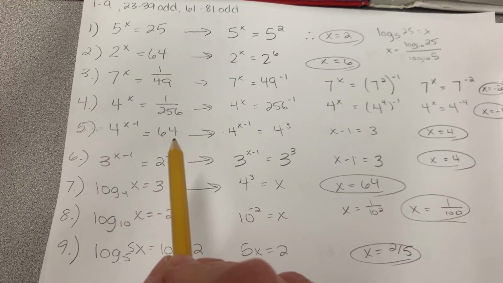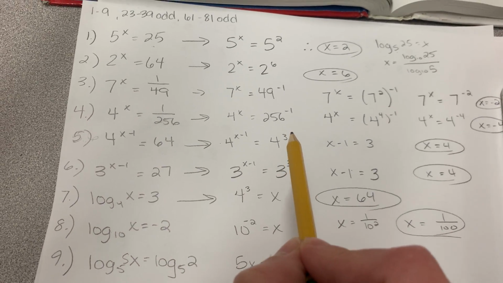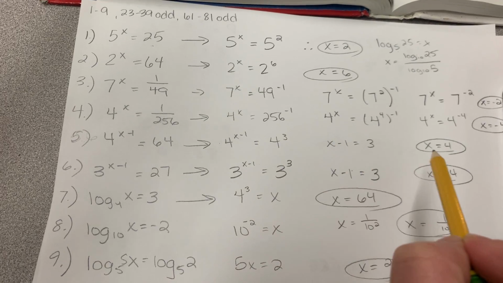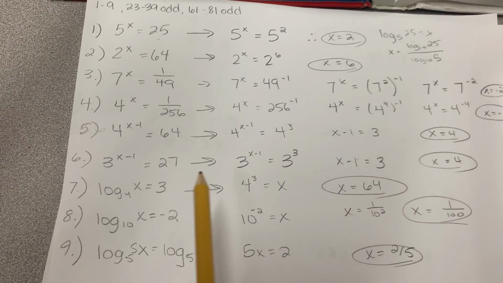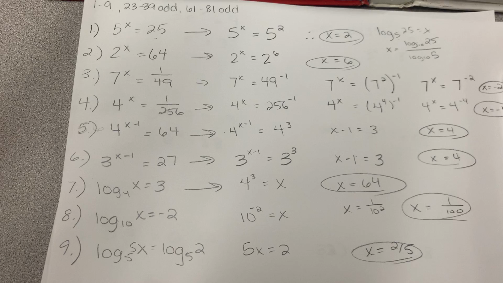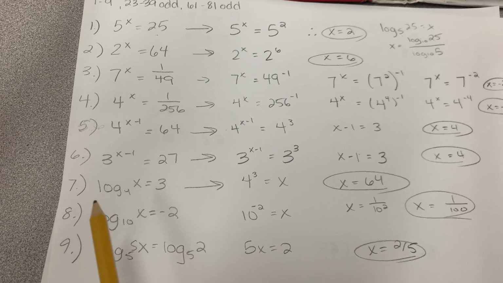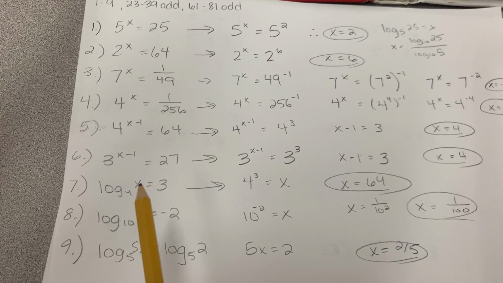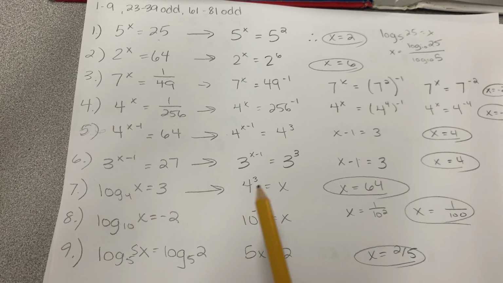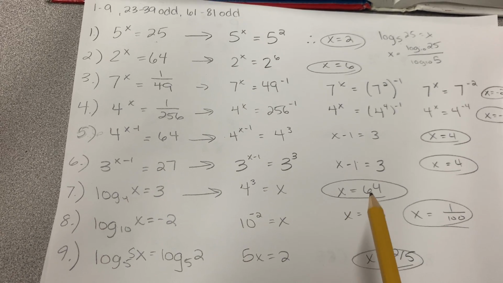Okay, here, 64 is 4 to the 3rd. Therefore, x minus 1 equals 3 and x is 4. Same thing for 6. 7 and 8, they're the same. Log form does not help you. 4 to the 3rd gives you x. So rewrite it in exponential form and just simplify.